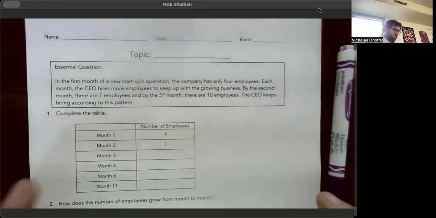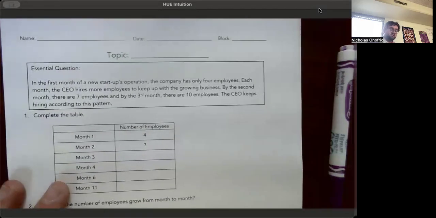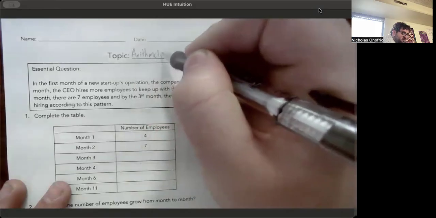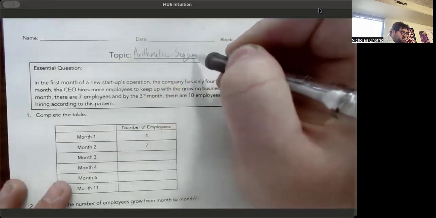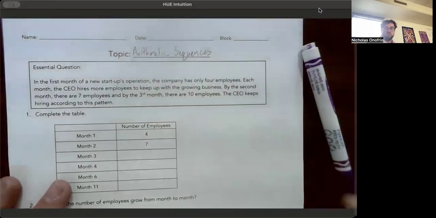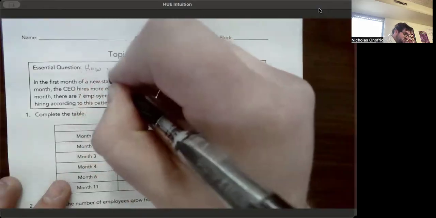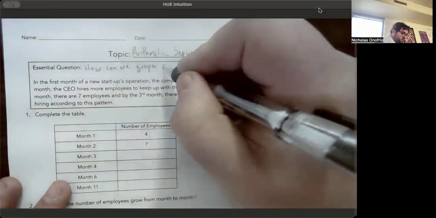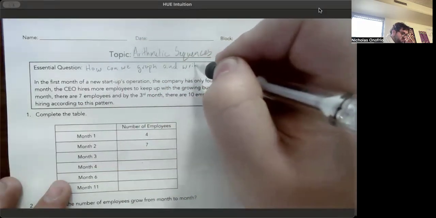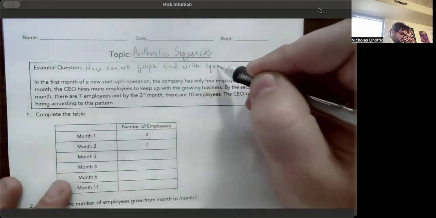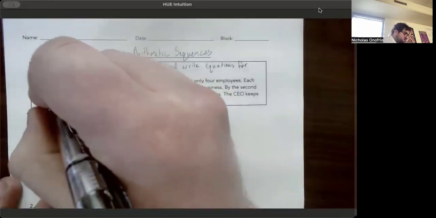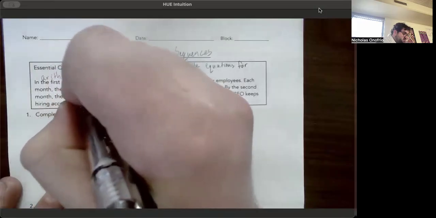So let's start today by writing down our topic and essential question. Today, our topic is arithmetic sequences. And our essential question is, how can we graph and write equations for arithmetic sequences?